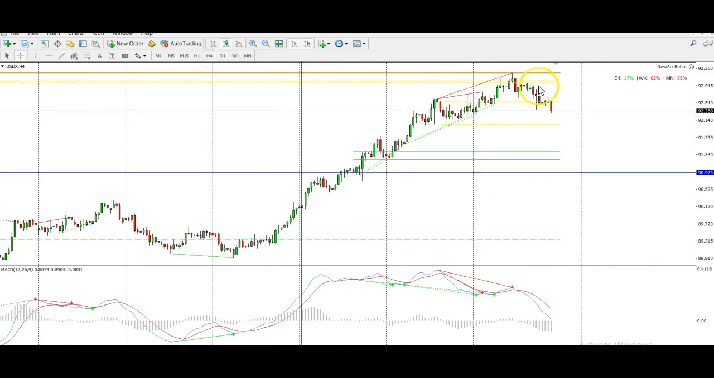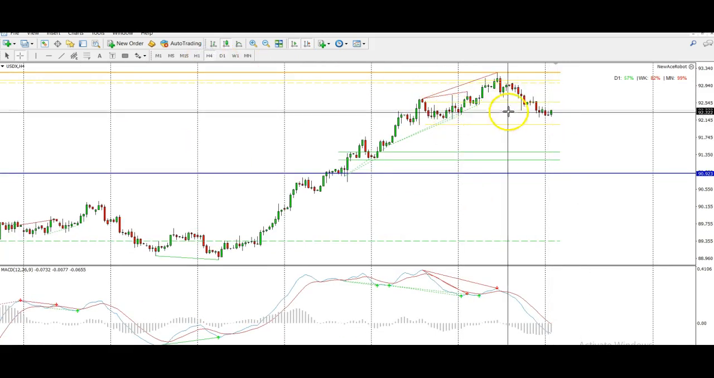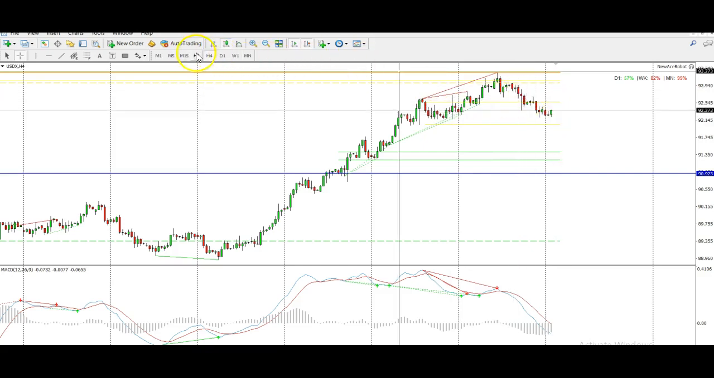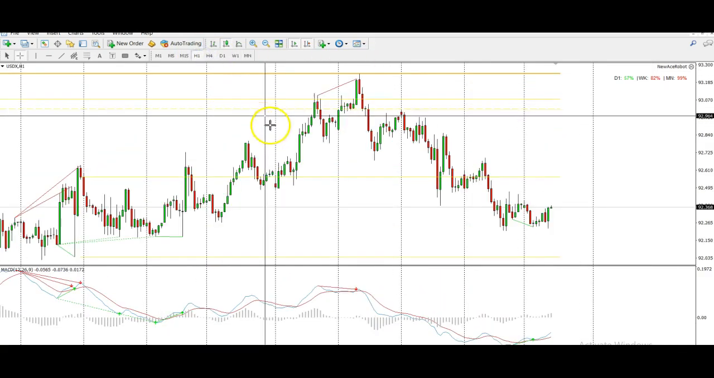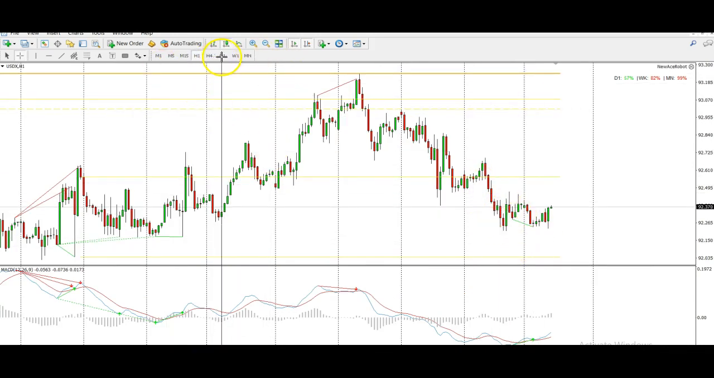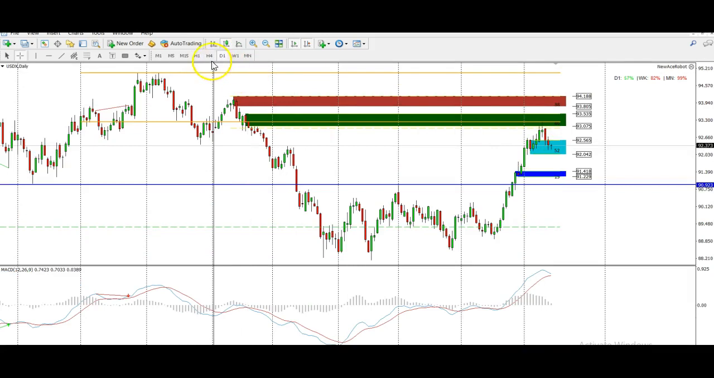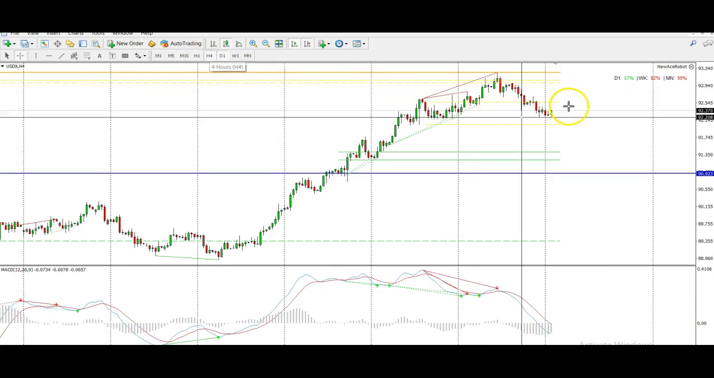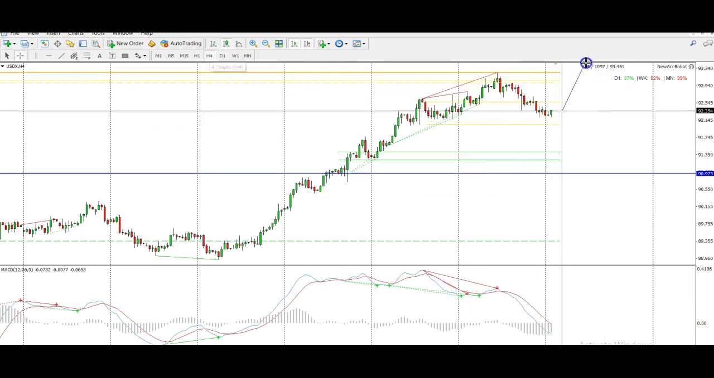Look at the 4-hour charts. See here, it's starting to get a wee bit of a bullish candle, slowing the momentum. Price is very choppy coming down into this daily area here, so we could be getting a move back up.